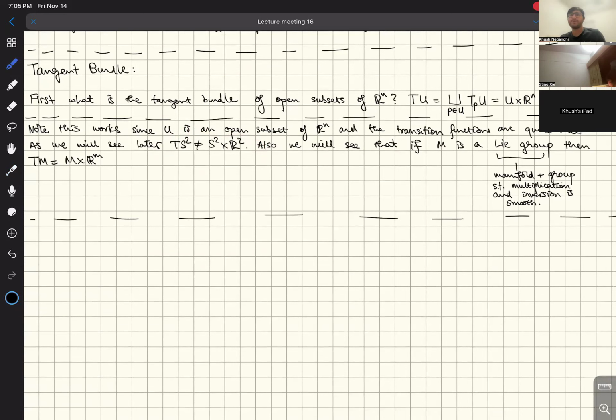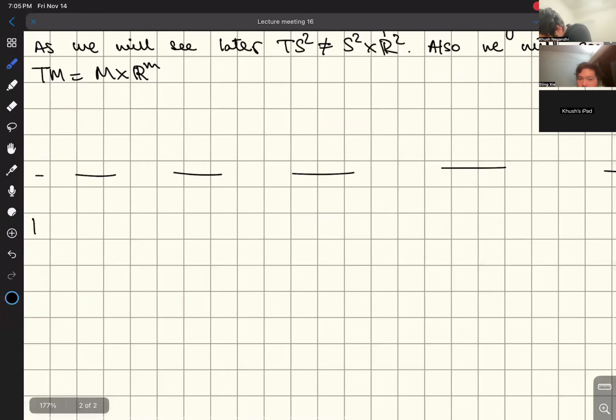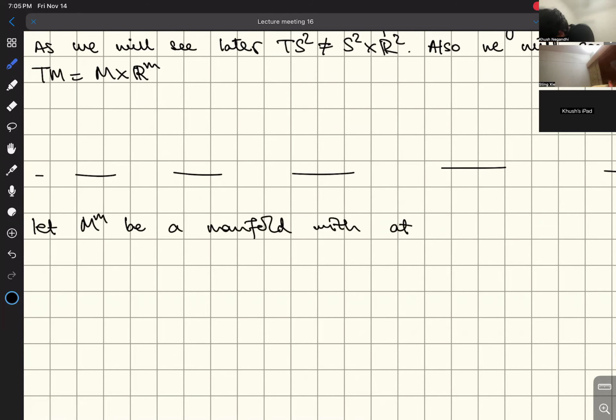With this out of the way, let's now define all the things we need to. So let M be a smooth manifold, because I guess that's important here, with an atlas (U alpha, phi alpha).